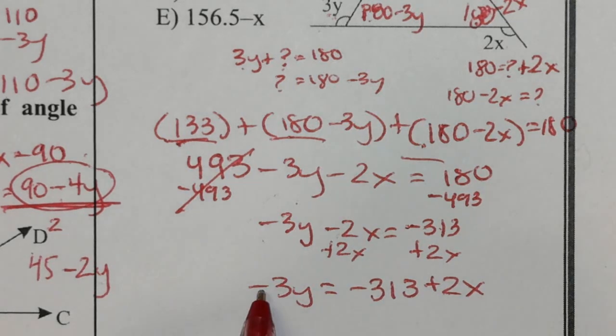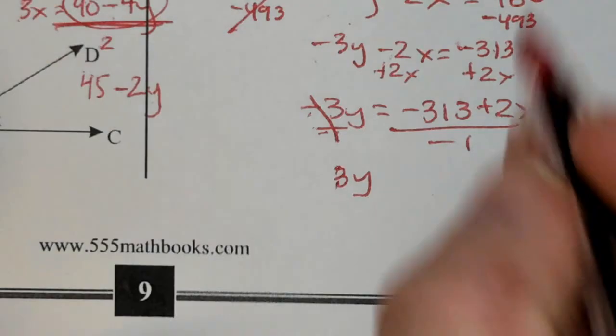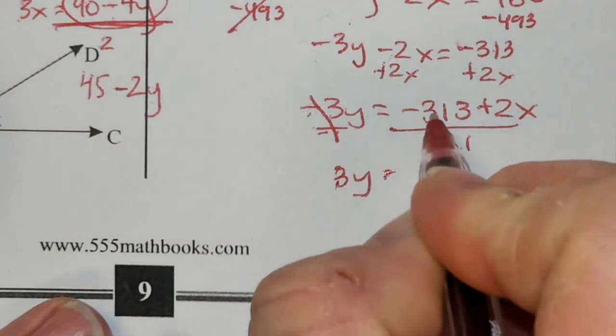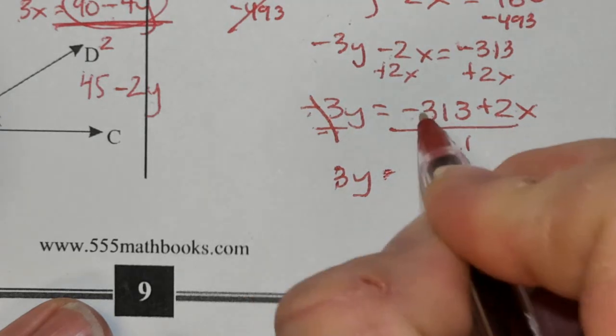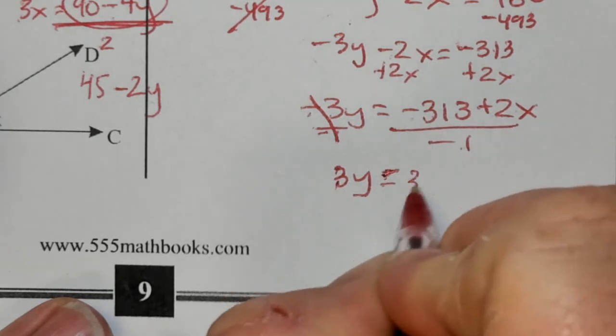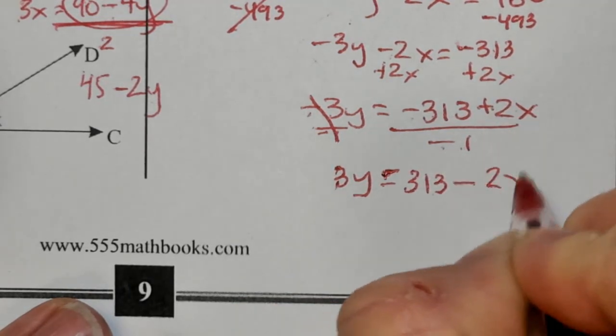And now I want to also get rid of this negative sign. So divided by negative 1, divided by negative 1. I have a positive 3y. Positive 3y equals, remember this negative has to both be divided by negative 313 and positive 2x. So two negatives make a positive, and a positive divided by negative is negative with a 2x.